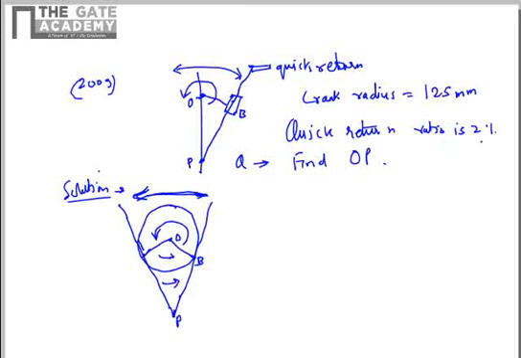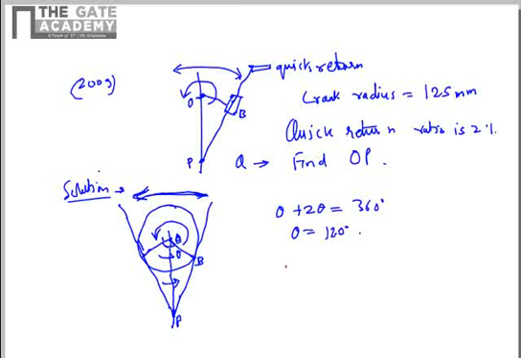Now it is given that the quick return ratio is 2:1. So this angle is twice this angle. Let's say this angle is theta, and the other angle is 2 theta. Theta plus 2 theta is equal to 360 degrees from the circle. So theta is equal to 120 degrees. It is straightforward. And you are asked now for the distance OP.